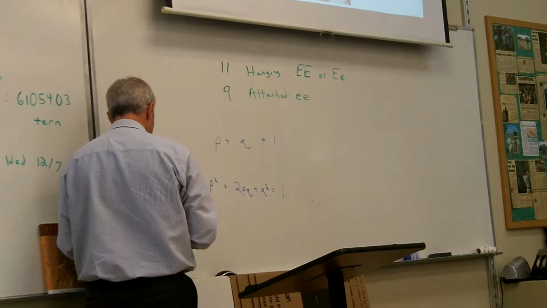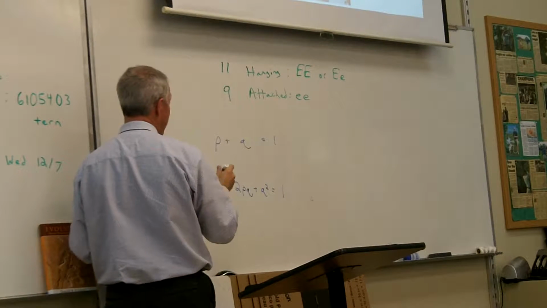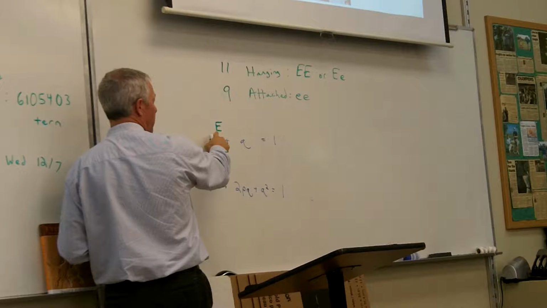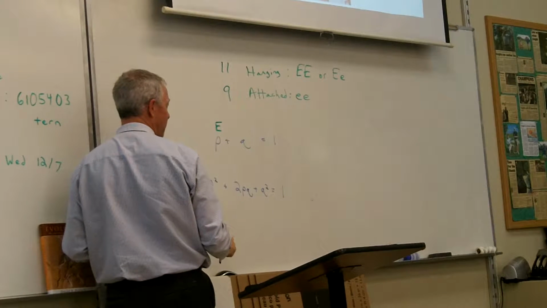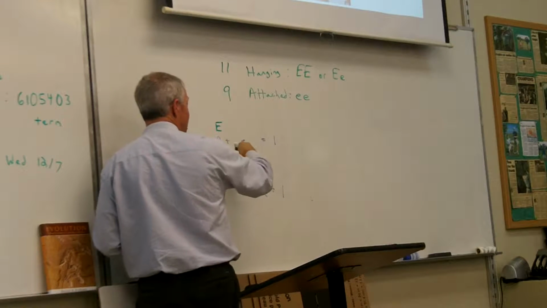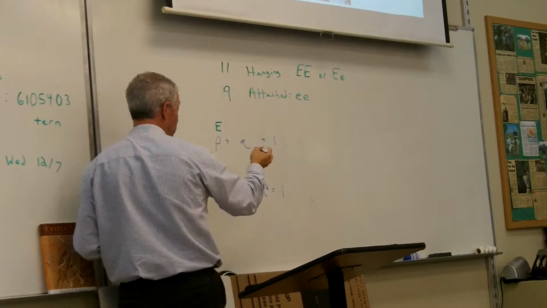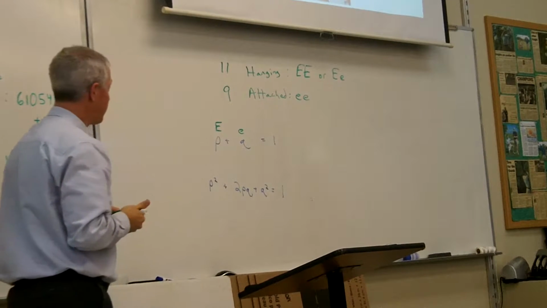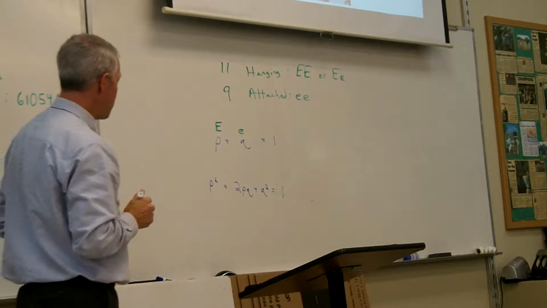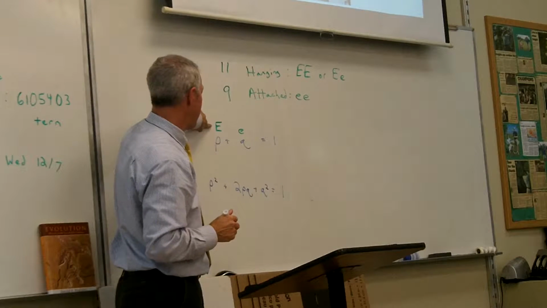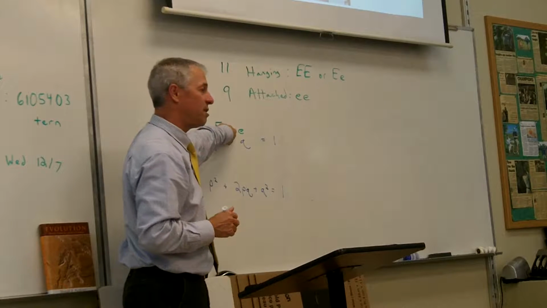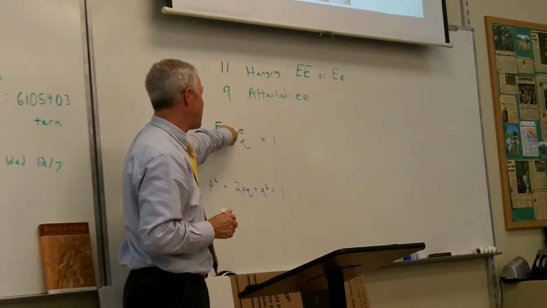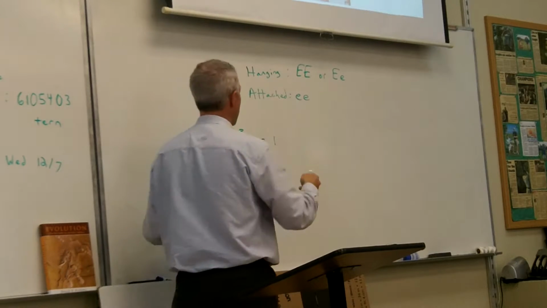What P stands for is the frequency of the dominant allele, which means the percentage of big E's in the population. And what Q stands for is the frequency of the recessive allele, or the percentage of little e's in the population. P is the percentage of dominant alleles, Q is the percentage of recessive alleles. Now we can figure these percentages up for our population.